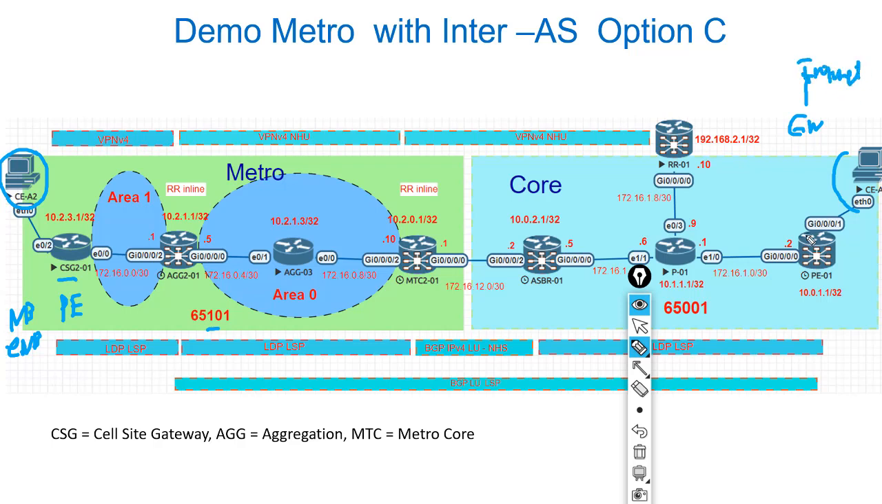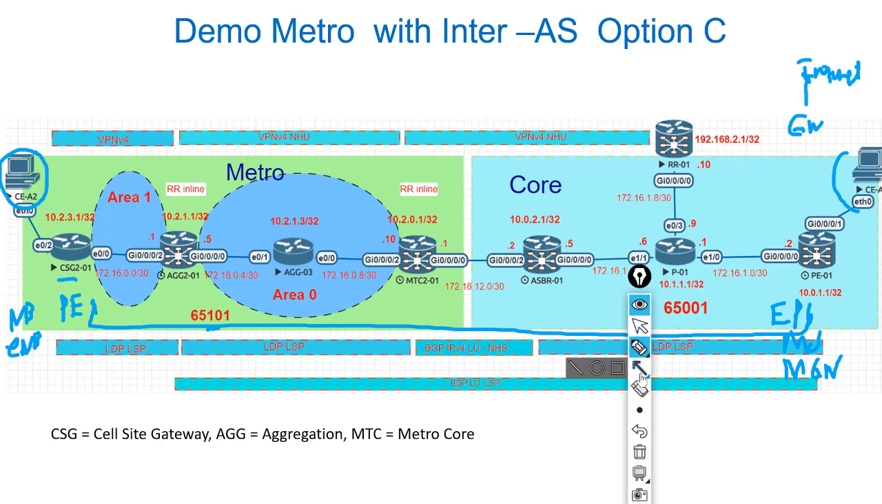or the gateway of a mobile system like EPG, MSC, or media gateway. Our purpose is to create an end-to-end VPN connection from CSG to the PE router in the core network, to have CE A2 communicate with CE A1.